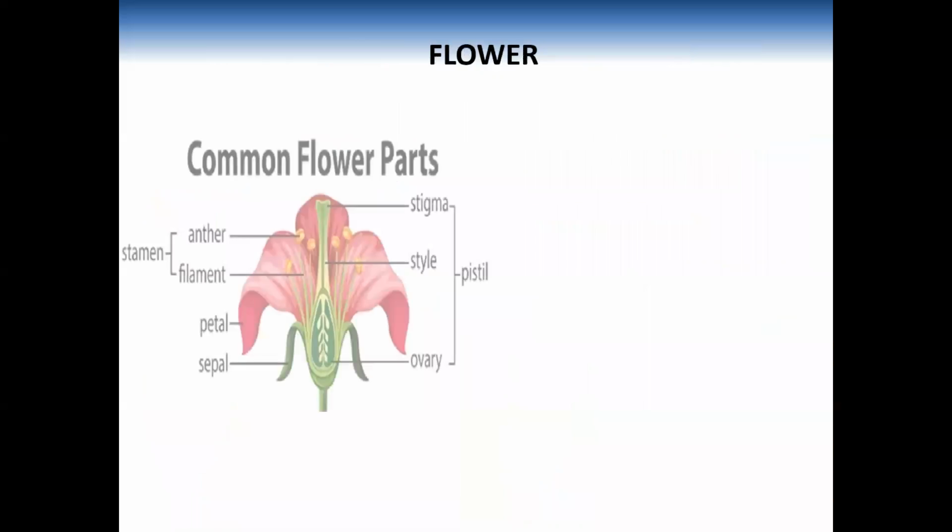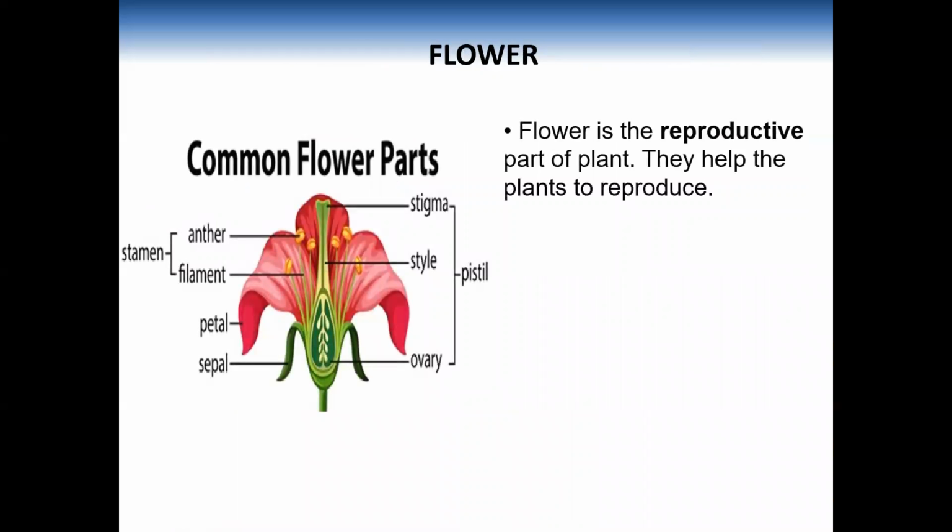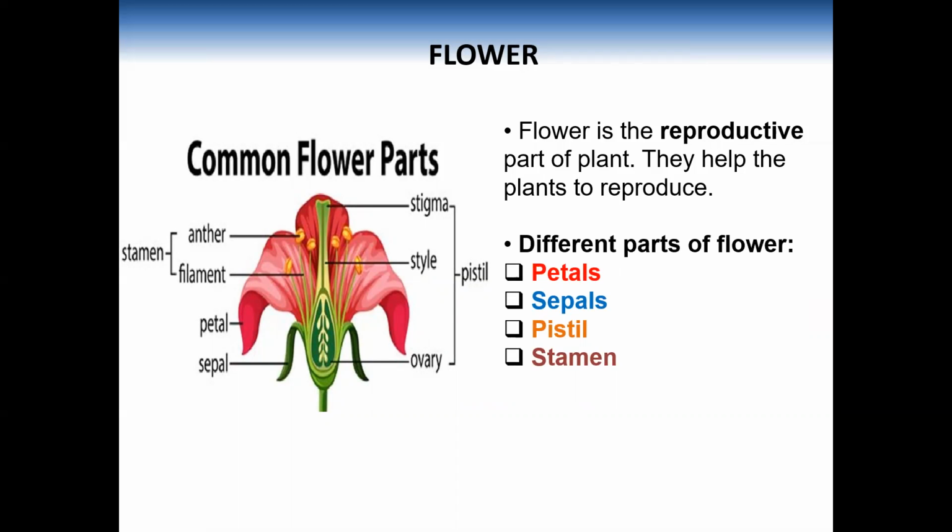Last part of the plant that we are going to discuss is flower. It is a reproductive part of plant which helps in the process of reproduction. So reproduction means giving rise to new plant. What are the different parts of flower? Petals, sepals, pistil, and stamen.